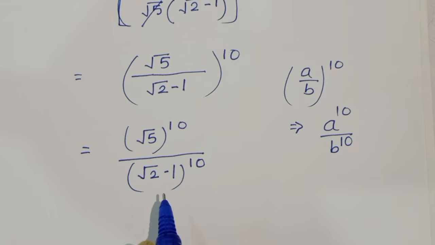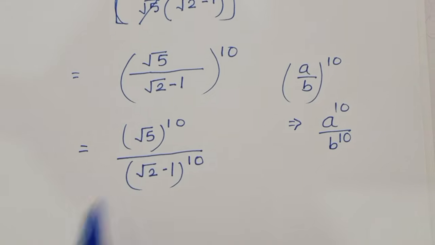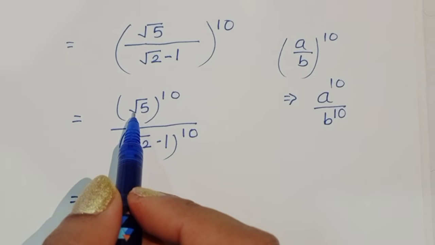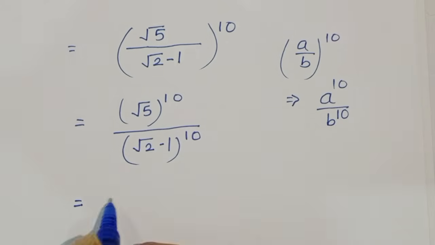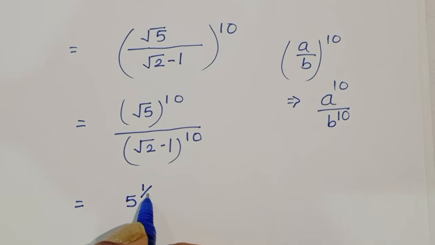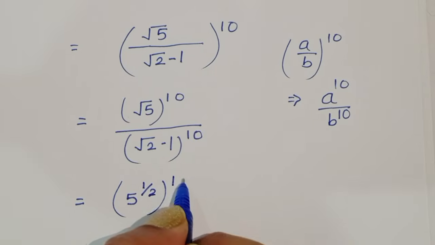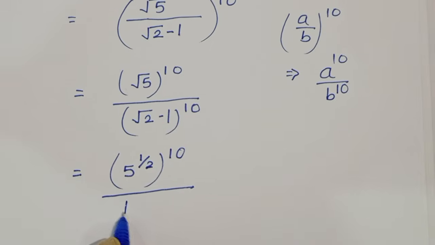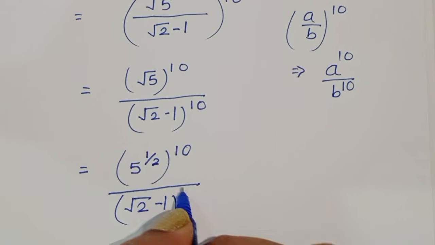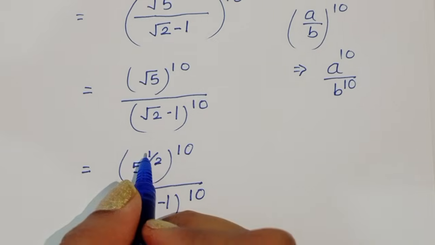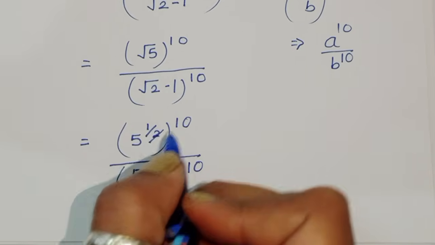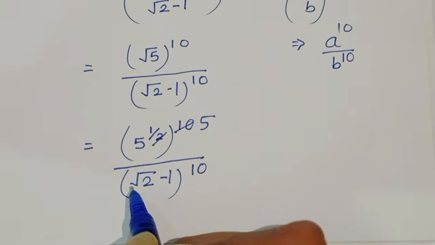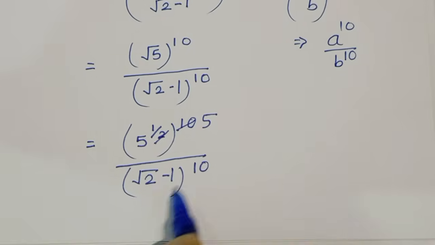Now square root of 5 to the power 10: we know that square root of 5 is equal to 5 power 1 by 2, so we can write 5 power 1 by 2 to the whole power 10, divided by (square root of 2 minus 1) to the whole power 10. Here 1 upon 2 times 10, we can cancel this, 2 times 5 is 10. So we get 5 power 5 divided by (square root of 2 minus 1) to the whole power 10.